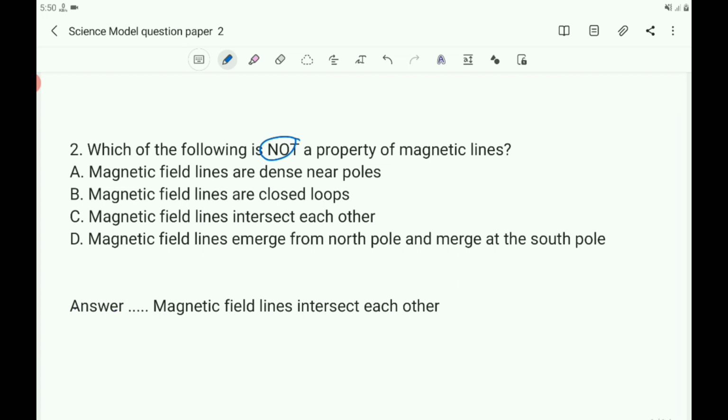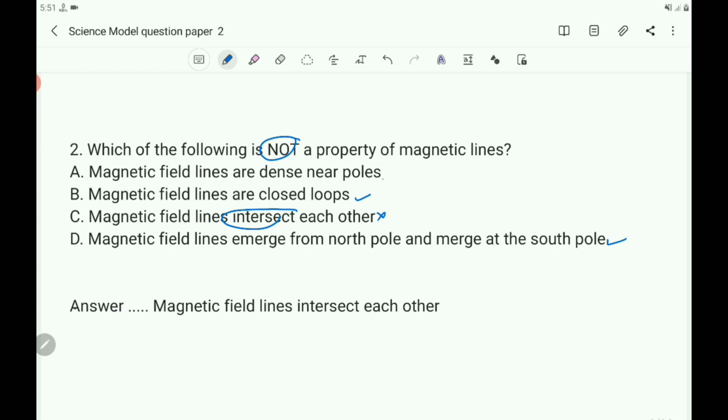Magnetic field lines are closed loops. This is also a property of magnetic lines. Then magnetic field lines intersect each other. You know that magnetic field lines do not intersect each other, so it is not a property. The fourth one, magnetic field lines emerge from north pole and merge at the south pole.